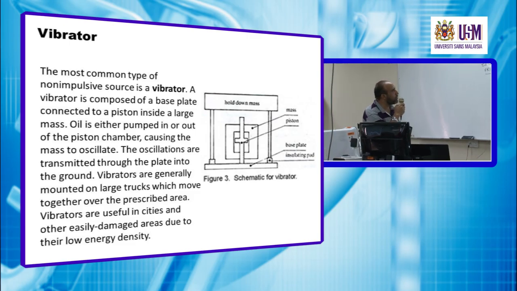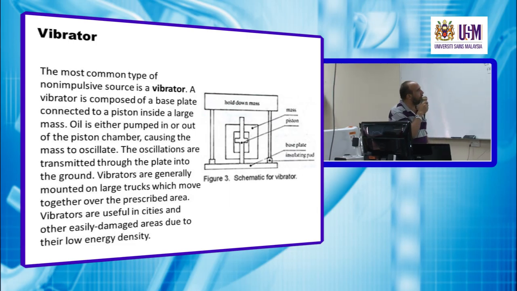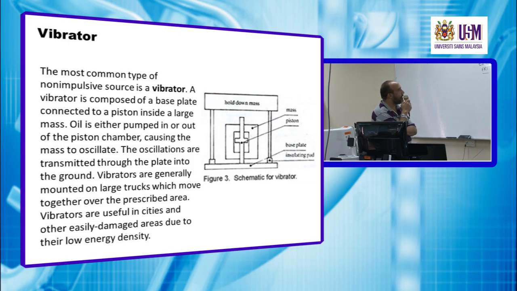For the vibrosizer or vibrator, the most common type of non-impulsive source, a vibrator is composed of a base plate connected to a piston inside a large mass. Oil is either pumped in or out. You know the internal combustion engine? It's something like the internal combustion engine motor. So the oscillations are transmitted through the plate into the ground. So we start with a small or longer period, and then shorter period, or from low frequency to high frequency.